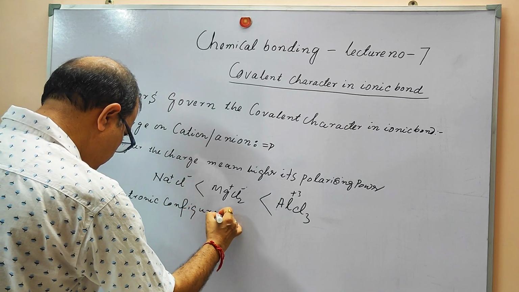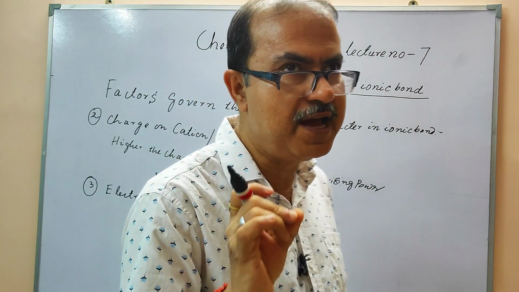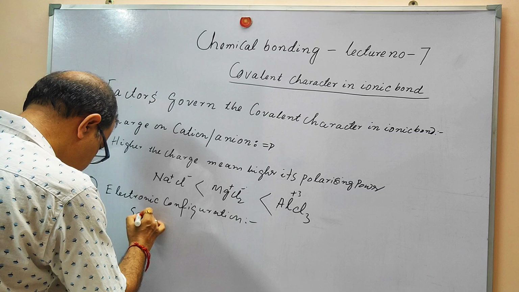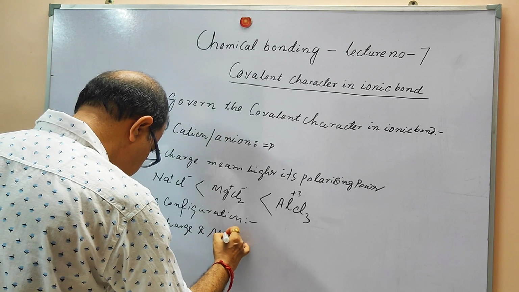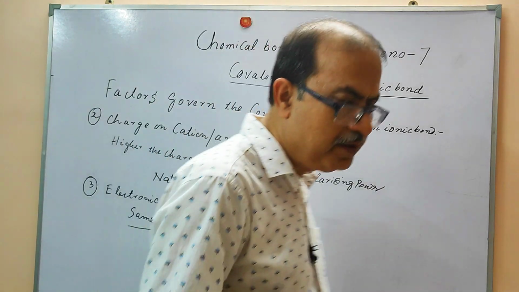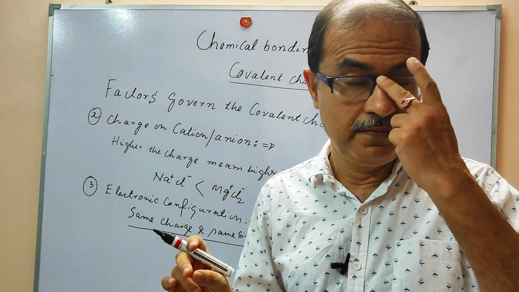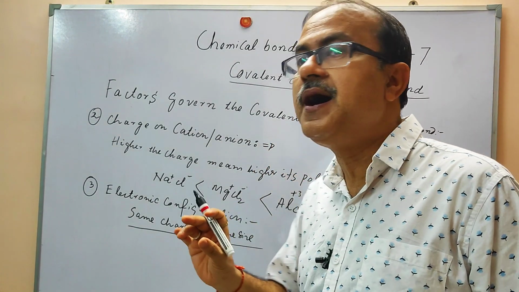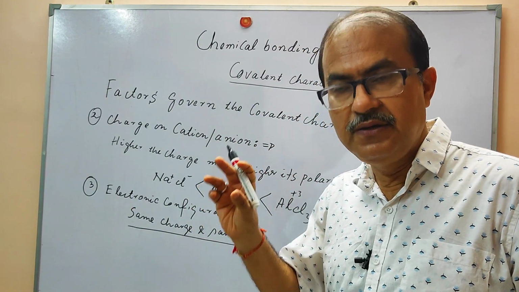In this factor, what we observe is that for the same charge and the same size, when the cation has the pseudo noble gas configuration, that is, it has 18 electrons in the outermost shell, it has a higher polarizing power as compared to the normal noble gas electronic configurations.